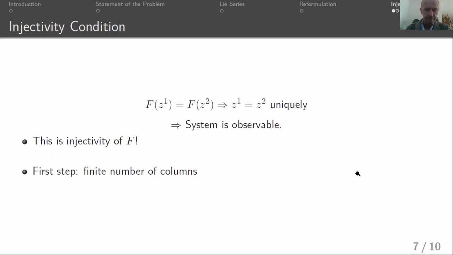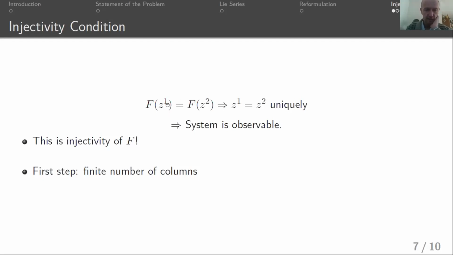If F of z1 equals F of z2, and if from this equation it follows uniquely that z1 equals z2, then the system is observable. Now we have replaced everything by an infinite number of equations. In one of my publications, already dating back to 2004, for polynomial systems, I showed how this can be really checked via computer algebra systems.